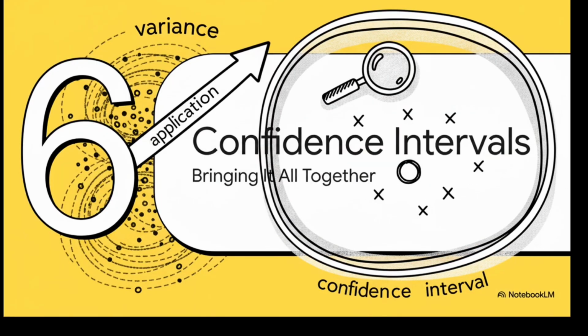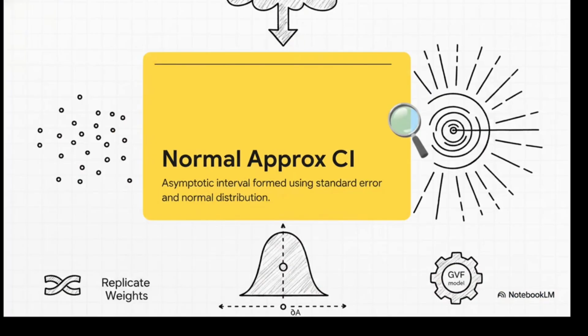Finally, Section 6, Constructing Confidence Intervals. Getting the variance is only half the battle. We actually need to apply it. The most common method is the normal approximation. Because the central limit theorem is operating under complex survey conditions, our parameter theta hat asymptotically follows a normal distribution as the sample size grows. So an approximate 95% confidence interval is simply theta hat plus or minus 1.96 times the square root of our estimated variance. That 1.96 multiplier is derived directly from the z-distribution for a 95% two-tailed test, which I'm sure you guys have seen a million times. And that variance, of course, comes from either our replicate weights or our GVF model.